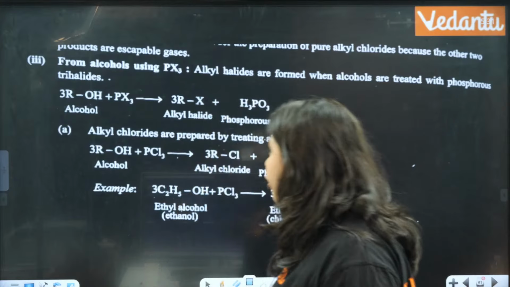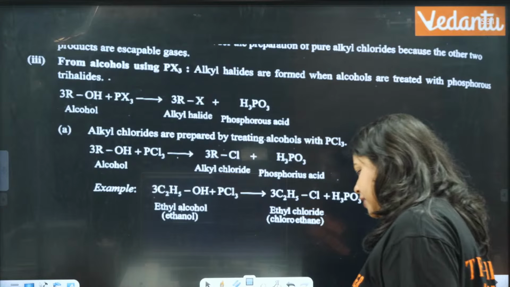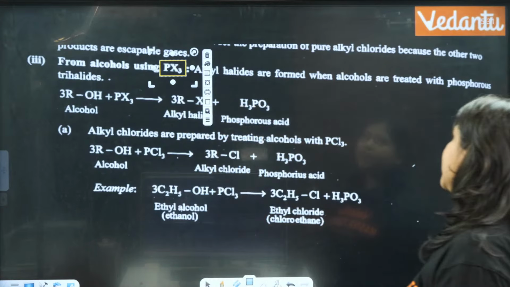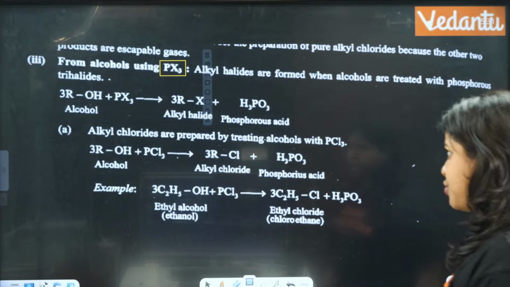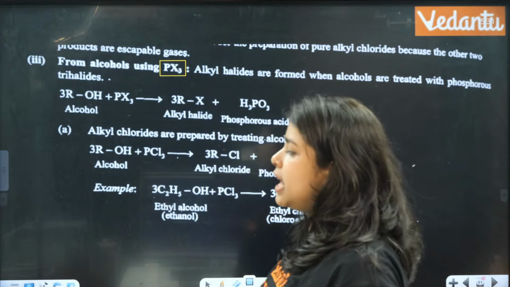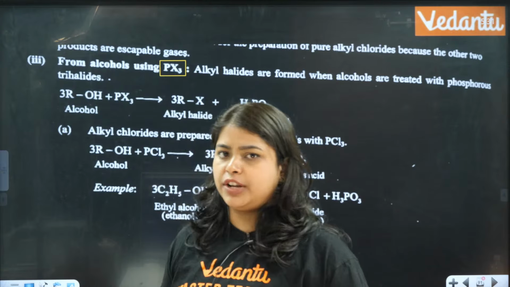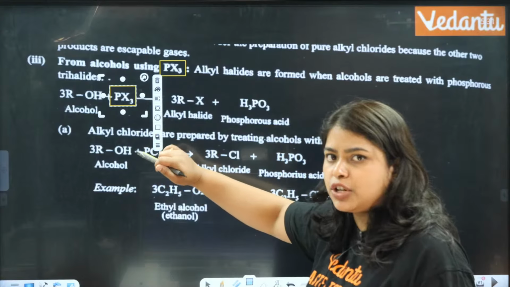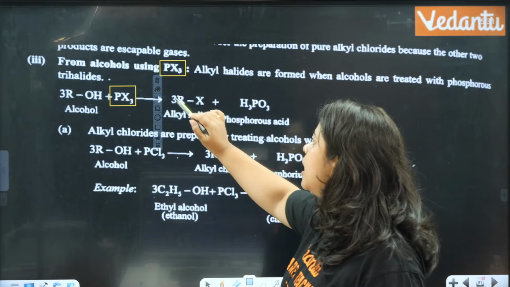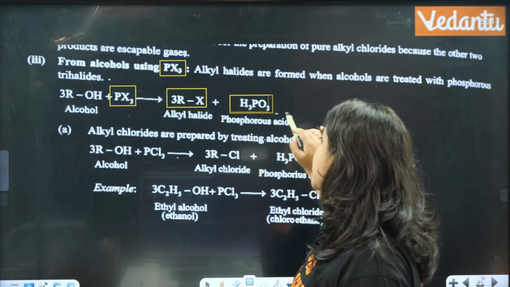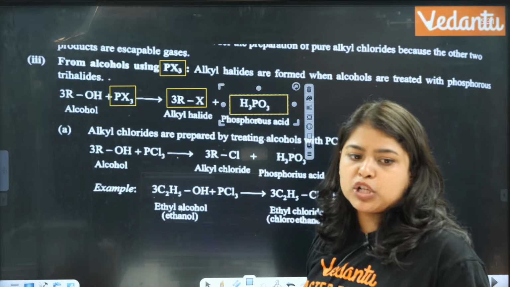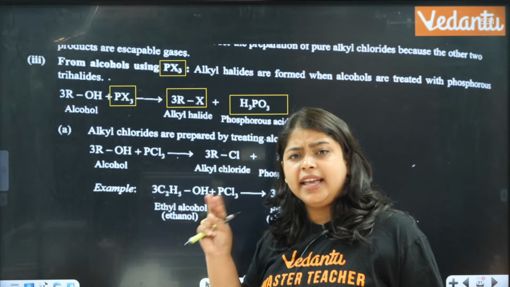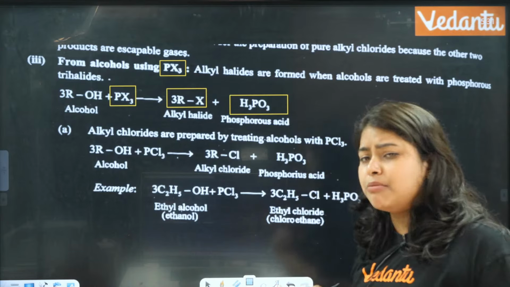Clear? From alcohols by using PX3. Alkyl halides are formed when alcohols are treated with phosphorus trihalides. When alcohols react with phosphorus trihalides, PX3, what will be formed? Alkyl halide plus phosphorus acid is formed. Very simple. These are all very easy questions, 2 marks questions. Don't miss easy questions.